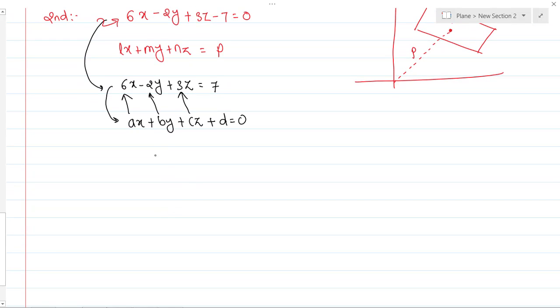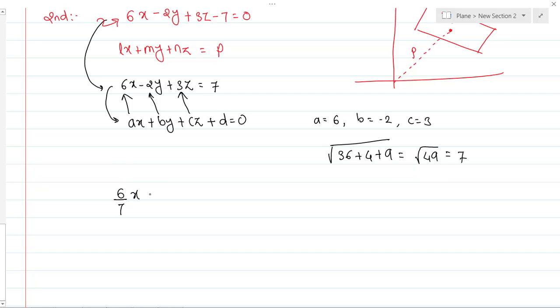But what I want is the direction cosines. So for that, I will divide. Let me write the values of a, b, c. a is 6, b is minus 2 and c is 3. So find out the magnitude of this. It is 36 plus 4 plus 9, which is root of 49, which becomes 7. So if I divide on both sides, what will I get? 6 by 7 x minus 2 by 7 y plus 3 by 7 z equals 7 by 7, and 7 gets cancelled, which is nothing but 1.